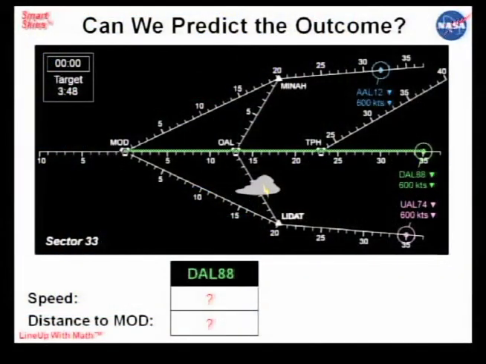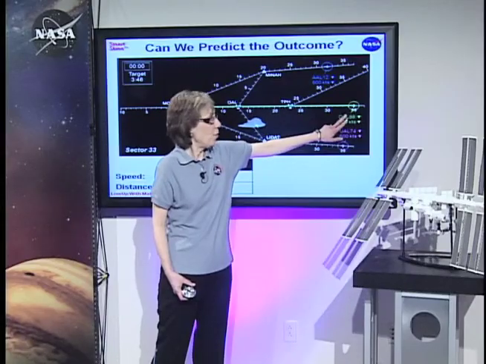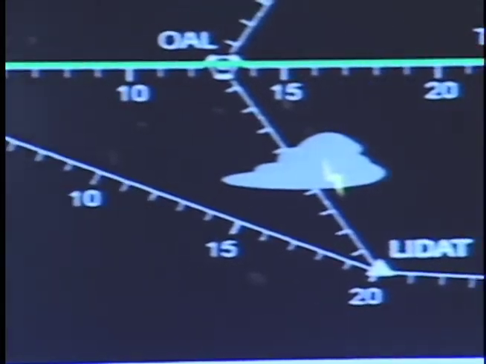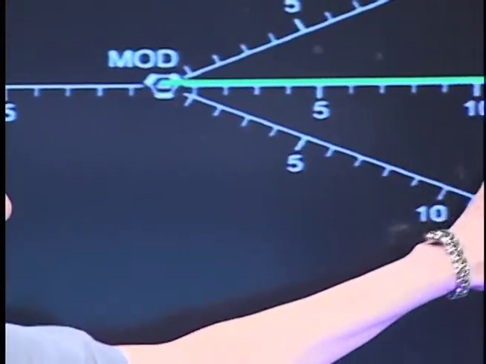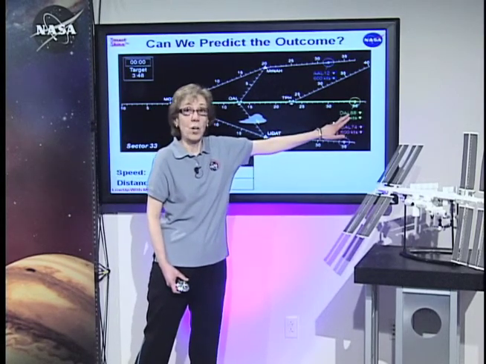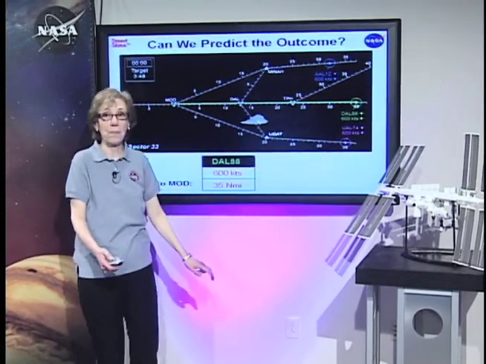So let's start by looking at plane speeds and distances from Modesto. And we'll begin with Delta 88. That's the green plane here. And the first question is, what's the plane speed? Well, Delta 88 is flying at 600 knots. And how far is Delta 88 from Modesto? Well, we start our numbering at Modesto, and we can count 5, 10, 15, 20, and so on. And we see that Delta is 35 nautical miles from Modesto.